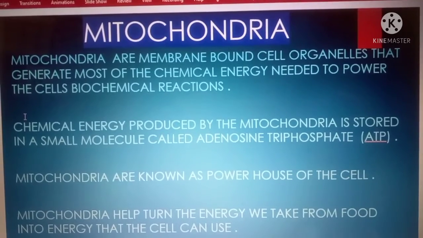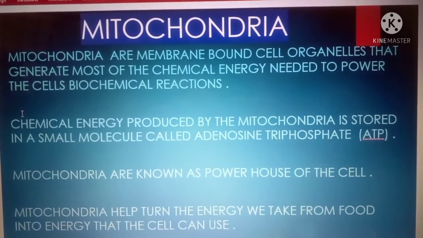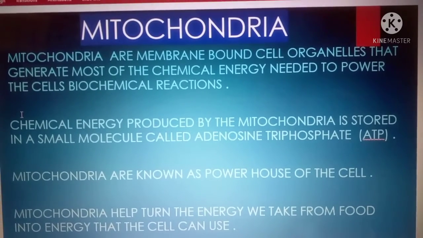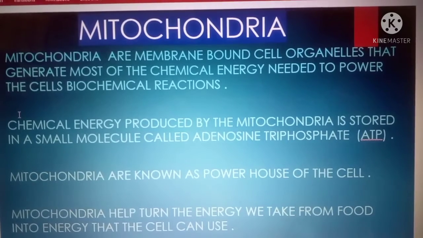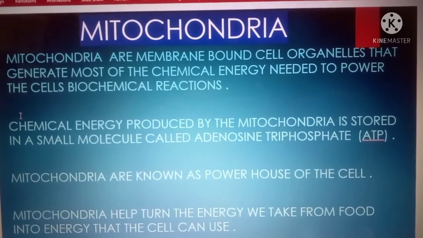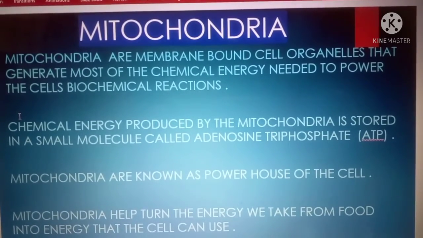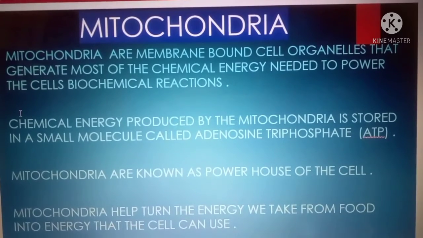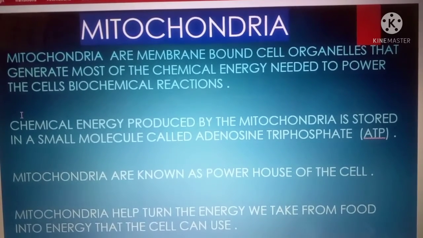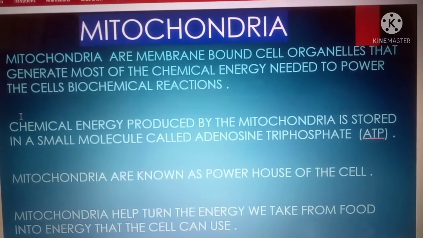So what is mitochondria? Mitochondria are membrane-bound cell organelles that generate most of the chemical energy needed to power the cell's biochemical reactions. Chemical energy produced by the mitochondria is stored in a small molecule called adenosine triphosphate, that is ATP. So mitochondria are generally called the powerhouse of the cell. It stores energy in the form of ATP. It is a very important organelle of the cell.